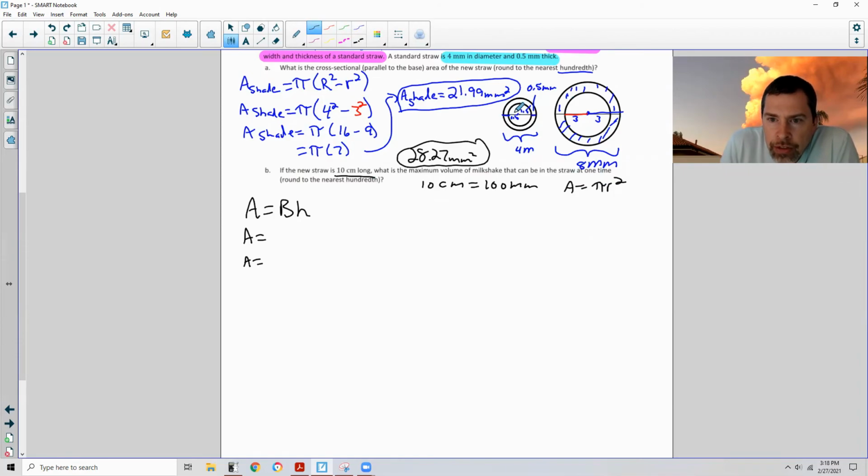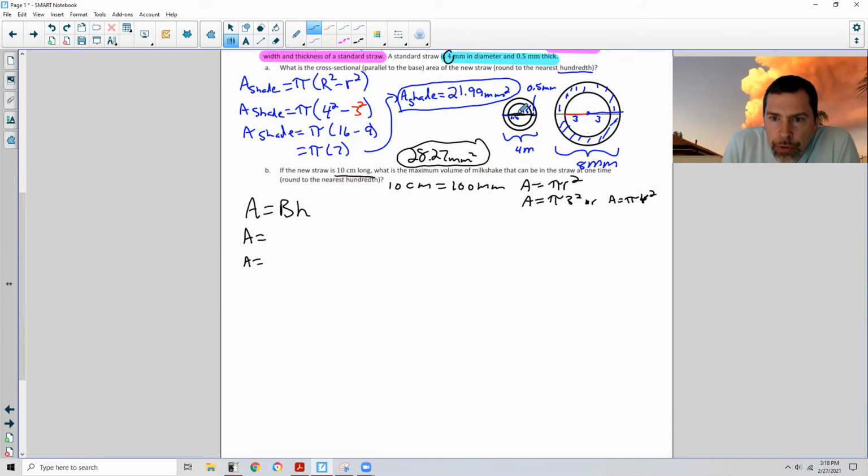The area of this little circle: a standard straw is 4 millimeters in diameter. So again, they were thinking inside diameter, but they didn't say, so I'm going to do both. So area equals pi 3 squared. Or if you were thinking of the inside being this 4, then this could also be, that's an or, area equals pi 4 squared.